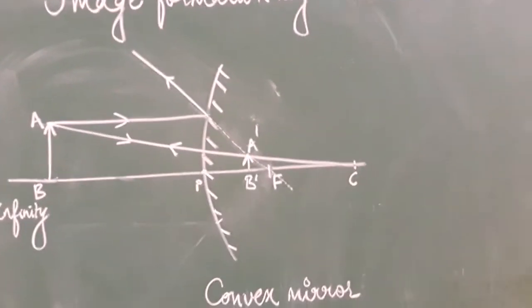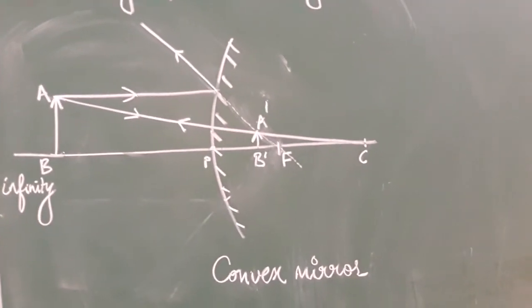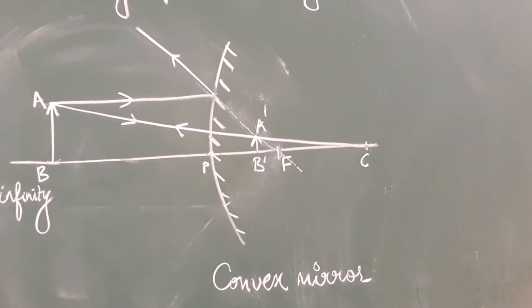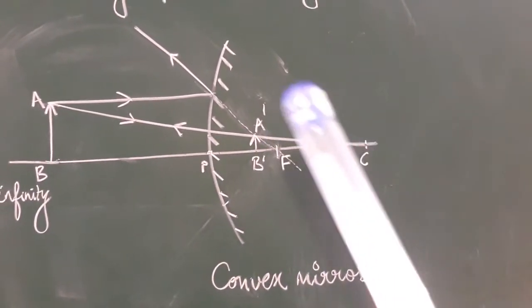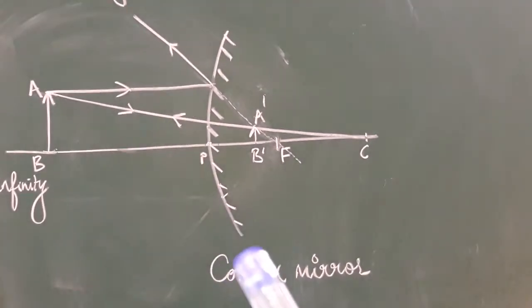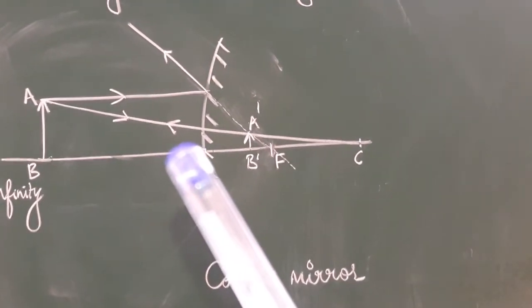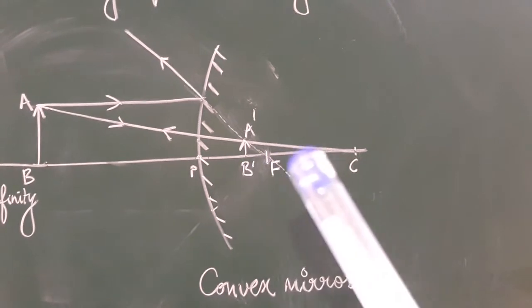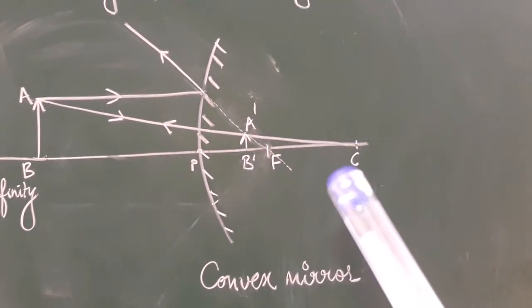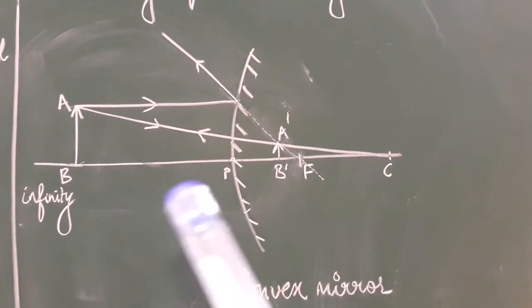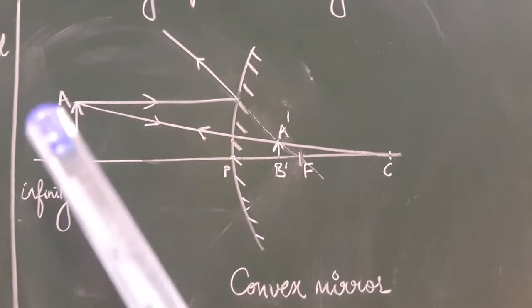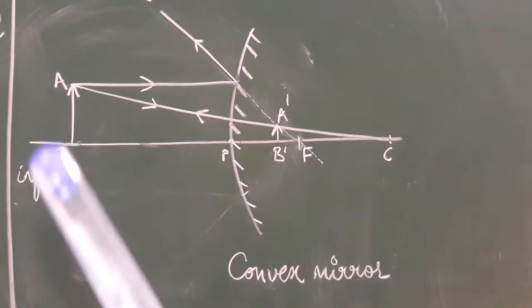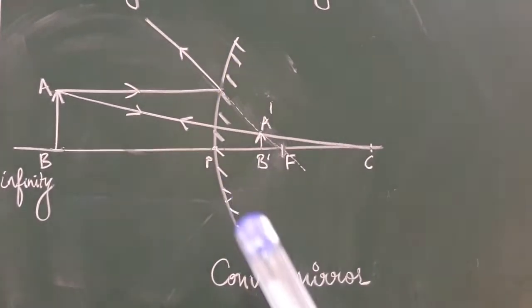Now proceed towards the second case for image formation by convex mirror. Again, this is the principal axis. This is convex mirror. Here this point is known as pole, that is focus, and that point is center of curvature. Here an object is placed between pole and infinity. Pole और infinity के बीच में एक object रखा है AB, which is upright to the mirror.